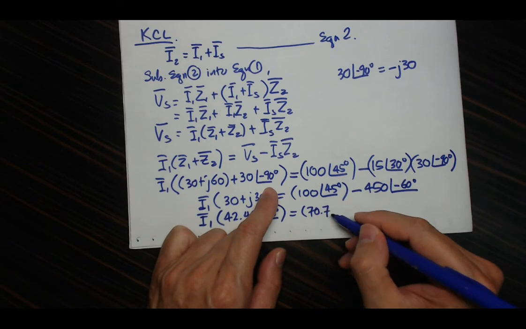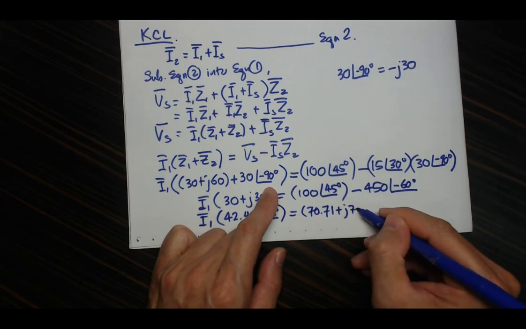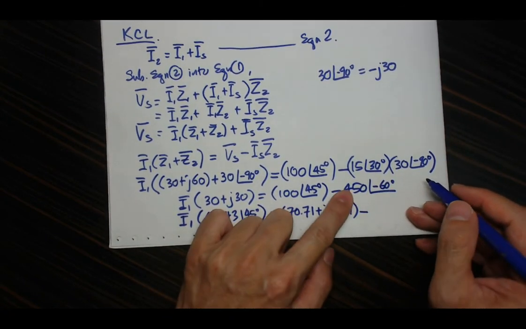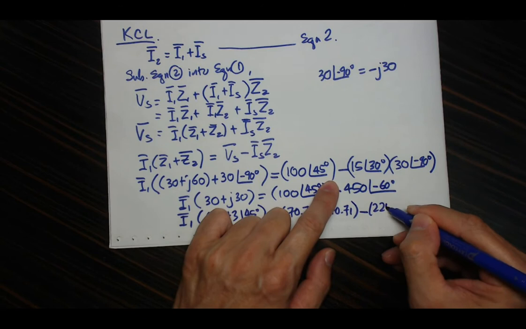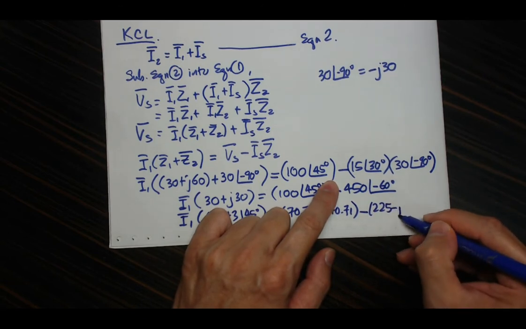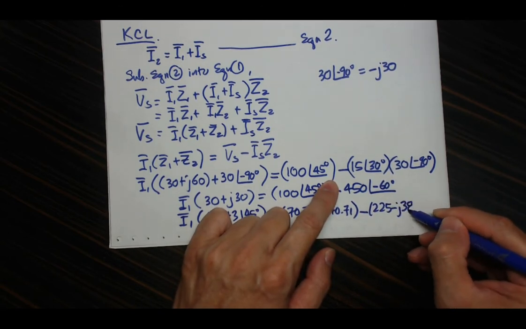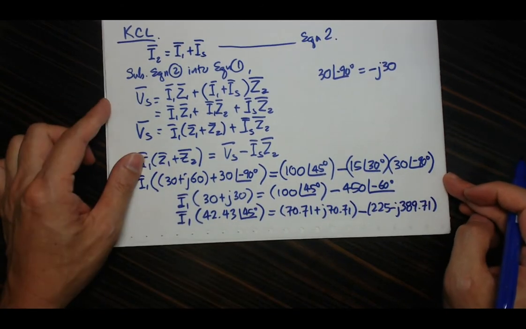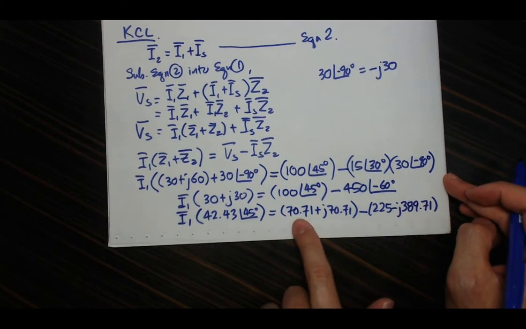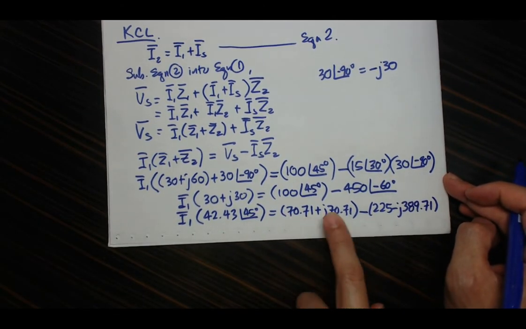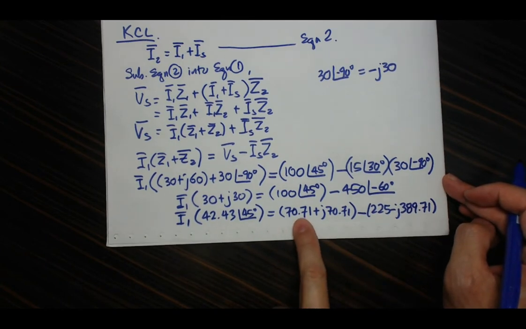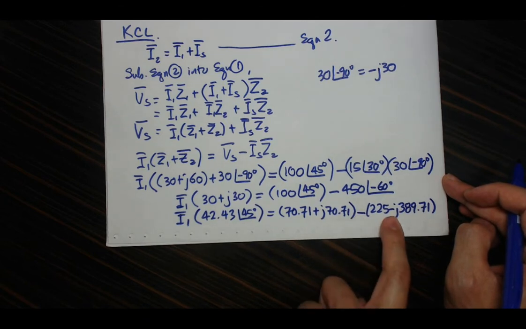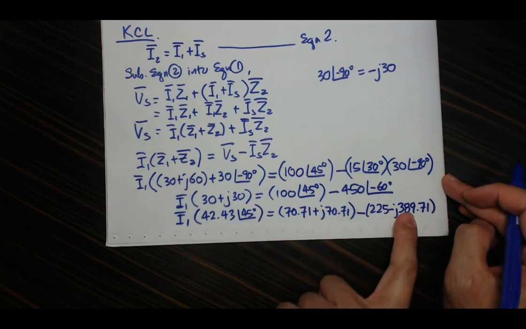70.71 plus j70.71, minus 450 angle minus 60, which is actually 225 minus j389.71. Okay, now that it is in rectangular form, I can take the real minus, that means 70.71 minus 225, and j 70.71 minus becomes plus, so 70 plus 389.